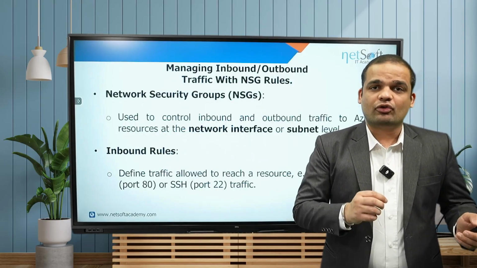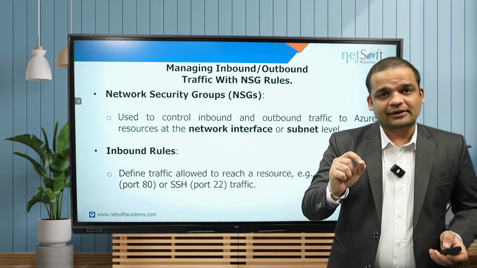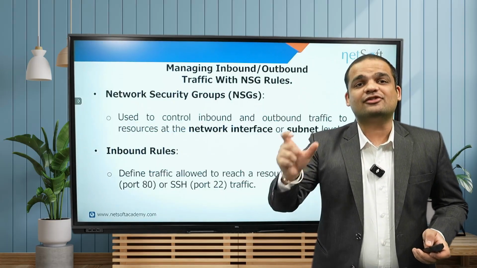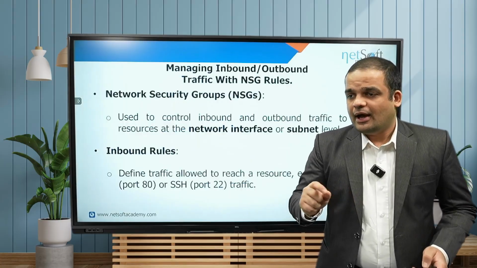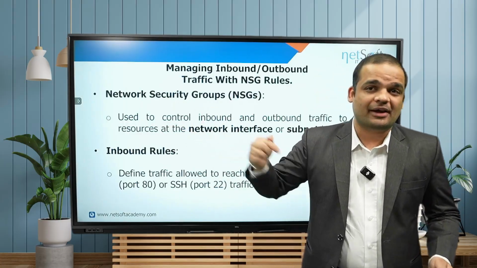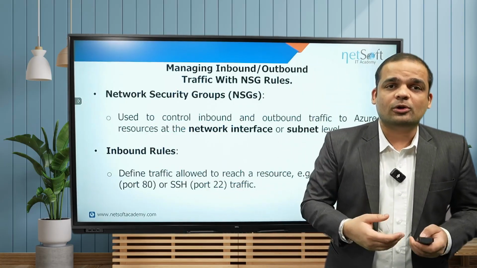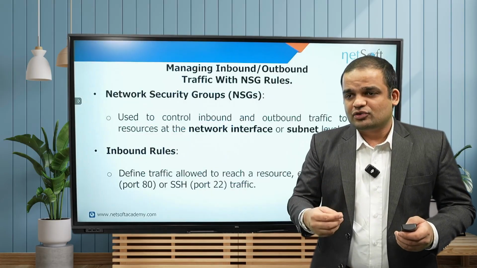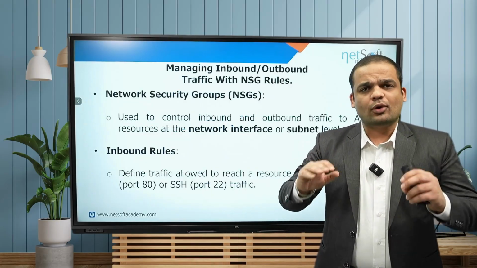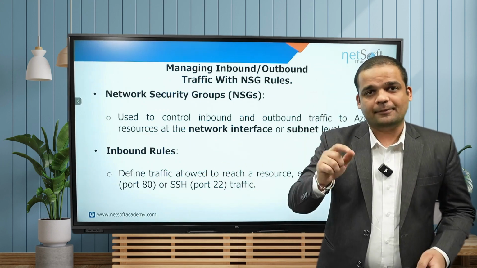Each inbound rule specifies the following things. The first thing they specify is source. For example, a particular IP address from where the request is coming in, or a whole virtual network range, or you can also use a wildcard to tell Azure that the source can be anything. For that, you can put a star.